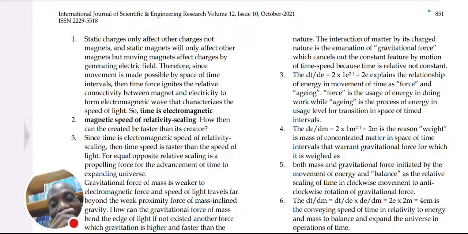So time is electromagnetic speed of relativity scaling. This is where I'm able to now define what time is. I now say time is electromagnetic speed of relativity scaling. You will get to understand this in the second publication. So if we have it like that, how then can the created be faster than its creator? The speed of light is within the jurisdiction of time.